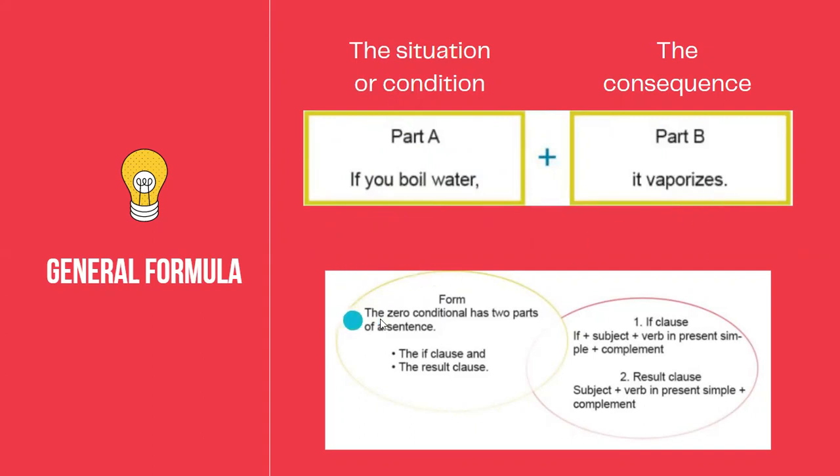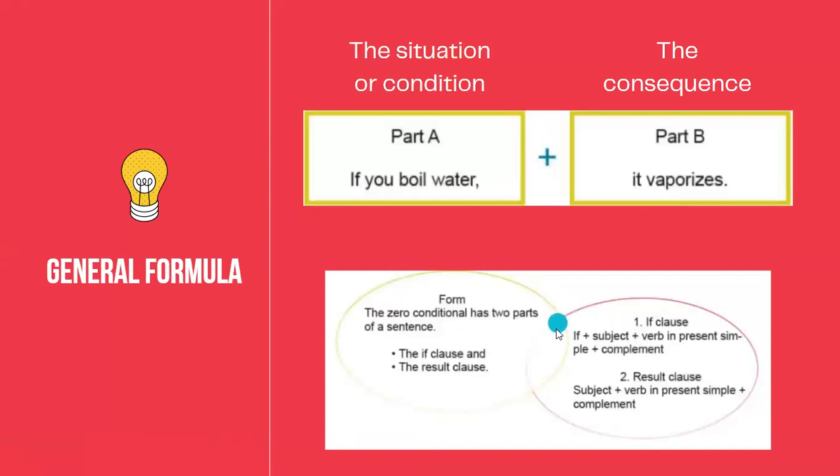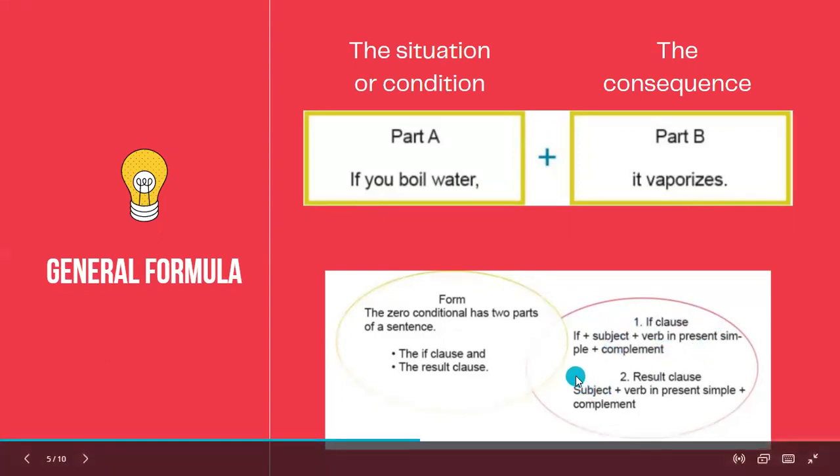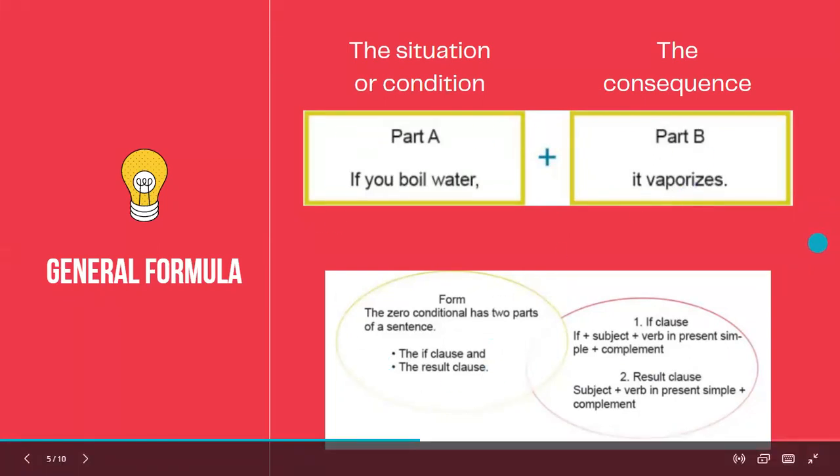And as I said before, there is the if clause and the result clause. The if clause is always formed by if, then a subject, then a verb in simple present, and a complement. And the result clause will be a subject, a verb in present simple, and a complement. And we're going to see this general formula applied in the next slides.